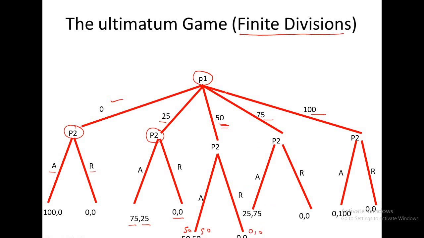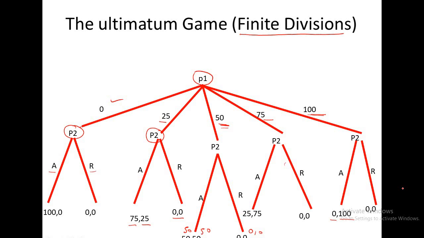Now here if P1 offers 75, then the offer will be the payoff of P2, and the remaining amount will be the payoff of P1, that is 25. If he rejects, both will get 0. Now if he offers 100, then if P2 accepts, the offer amount will be the payoff of P2, and the remaining amount, that is 0, will be the payoff of P1. If he rejects, both will get 0.